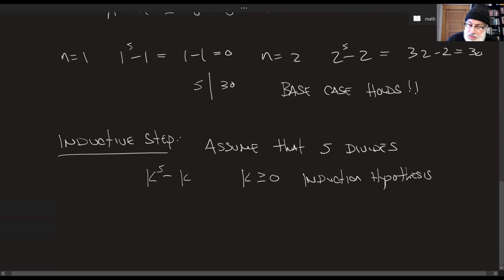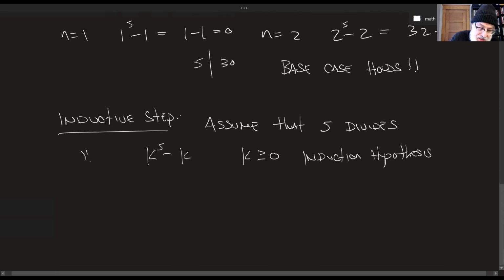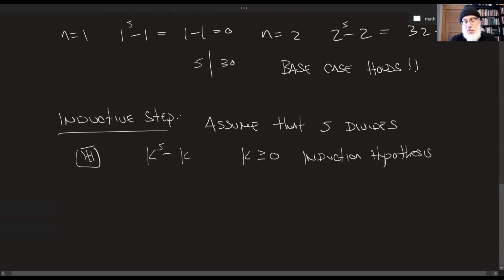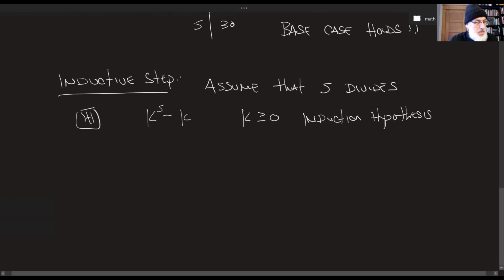I like to put IH next to the induction hypothesis, again, just so I can look back and see when I used it. As I said in other videos, if you get through an induction proof and you haven't used the induction hypothesis, odds are you made some other assumption that you shouldn't have, but you should always go back and look to see that you used the induction hypothesis.